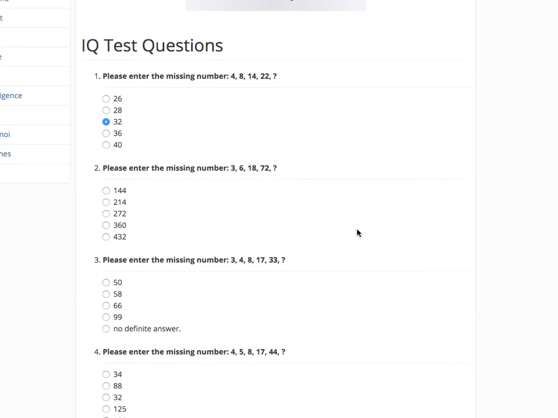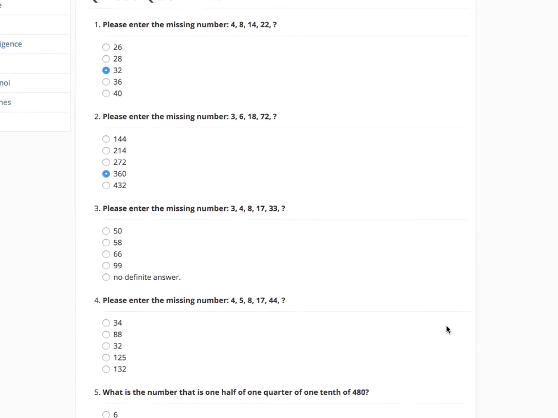Please enter the missing number: 3, 6, 18, 72. 3 times 2 is 6. 6 times 3 is 18. All right, so 18 times 4 is 72. So 72 must be multiplied by 5. All right, so what's 72 times 5? That's 360, right? So that's that.